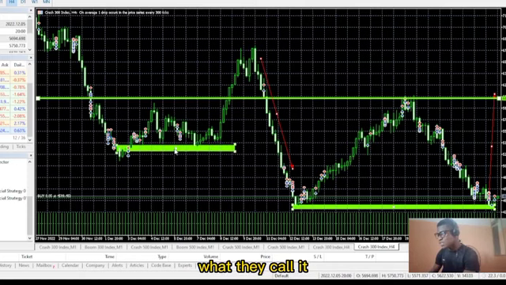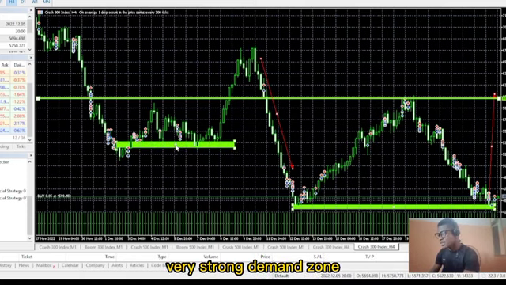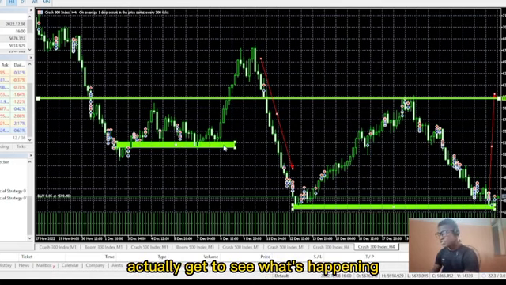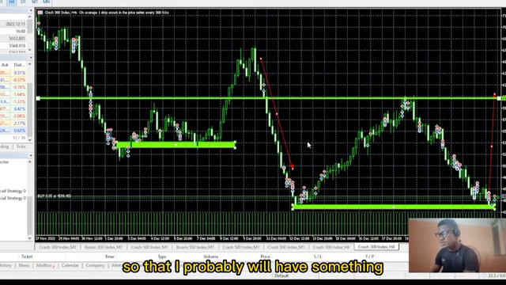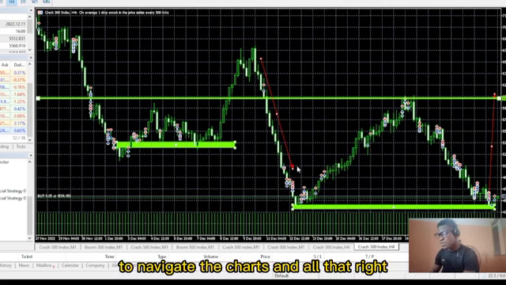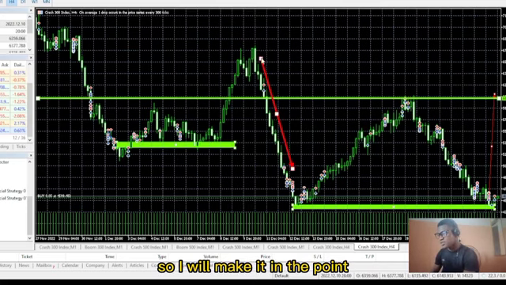This is what we call a demand zone, a very strong demand zone. If you can spot a point like this in your chart, you actually get to see what's happening here. Now look at what happened. The price actually came. Let me also increase this so that we have something we can use to navigate the charts. All right, so you're getting the point I'm trying to make here.